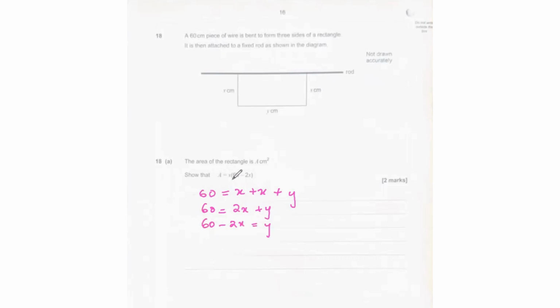We have to show that the area is x times 60 minus 2x. So area is going to be x times y, and y is 60 minus 2x. So that's your answer. The next part says to work out the maximum value of A as x varies.